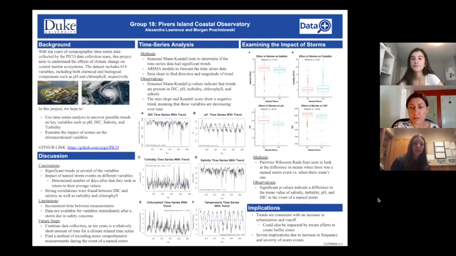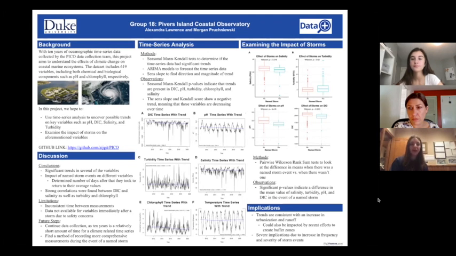And so kind of the main conclusions of our work this summer has been that significant trends are present in several of the variables, and named storms do have an impact on most of these variables, and different variables respond to storms in different ways. And there are also strong correlations between dissolved inorganic carbon and salinity, as well as turbidity and chlorophyll.